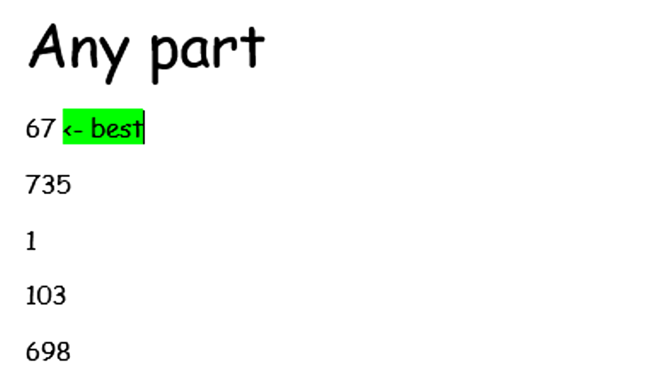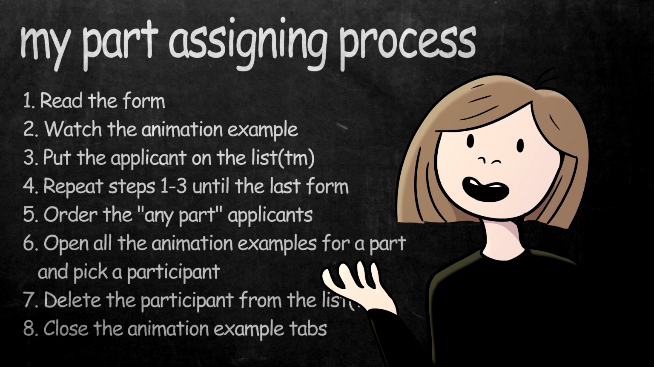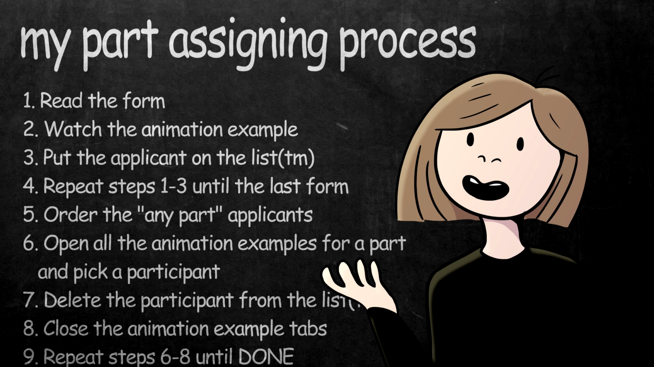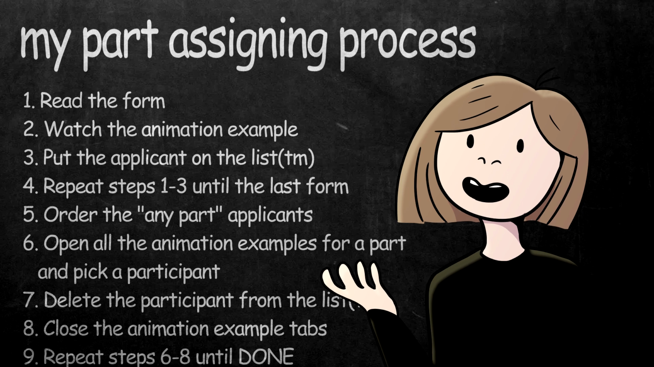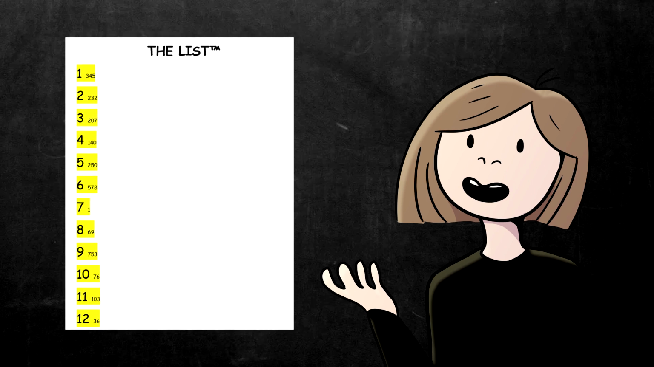Step 7. Then delete the person who received the part from all the other points on the list. If it was an any part asker, then open the animation example of a new any part asker from down the list. Step 8. Close all the animation example tabs except for the any part askers. Step 9. Repeat steps 6 to 8 until you've gone through all the parts. Step 10. Congrats! You are done assigning parts.